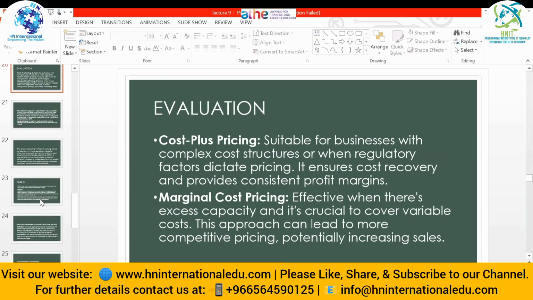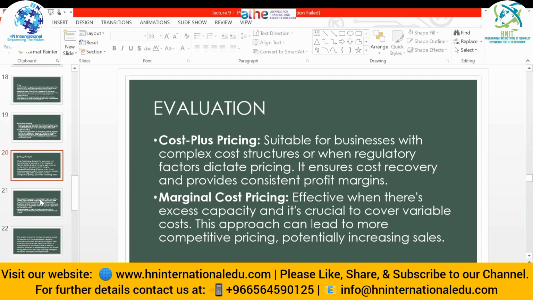Now, this is the evaluation of the pricing methods which we discussed today. First, cost plus pricing. What's the evaluation of it? It is suitable for businesses with complex cost structures or when regulatory factors dictate the pricing. It ensures cost recovery and provides a consistent profit margin. Now, these are the plus points, or you can say advantages, of this method.